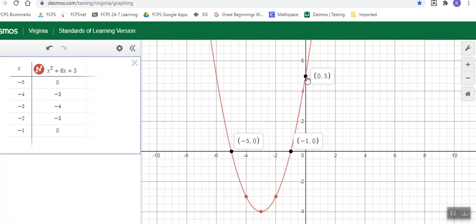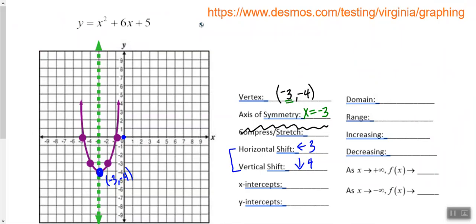Y-intercept where it touches your Y-axis. So I'm going to jump back here. All right, so my X-intercepts, I had 2, and it was (-5, 0) and (-1, 0). And my Y-intercept was (0, 5).